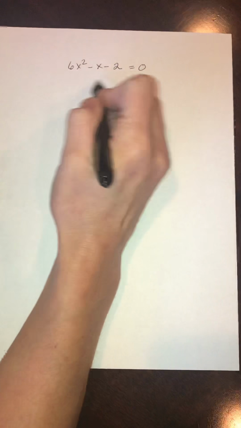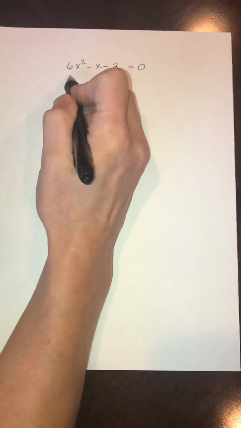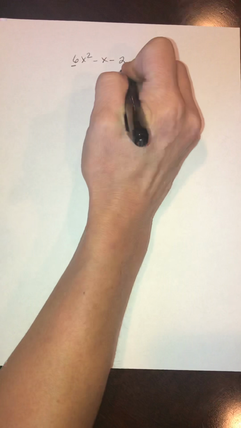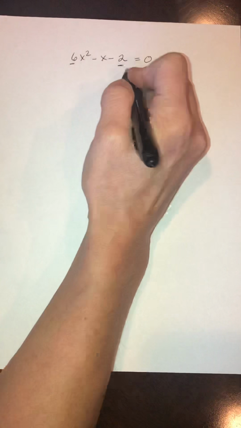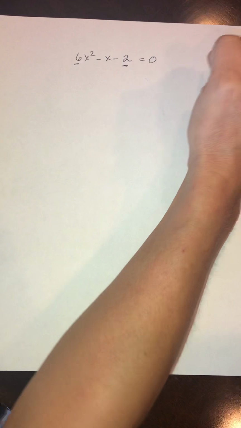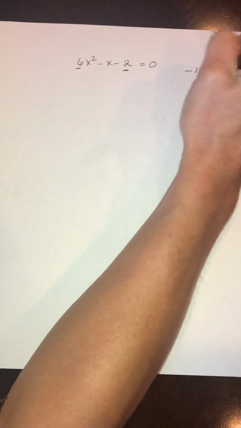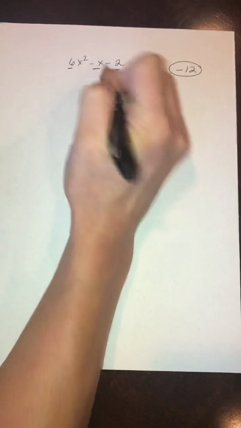I'm going to solve this quadratic equation by factoring, where the leading coefficient is not 1, it's 6. So the first thing I'm going to do to factor this trinomial is find the first magic number. I'm going to multiply the first and last constants, which is negative 12. That's magic number 1. And then I have magic number 2, which is negative 1.